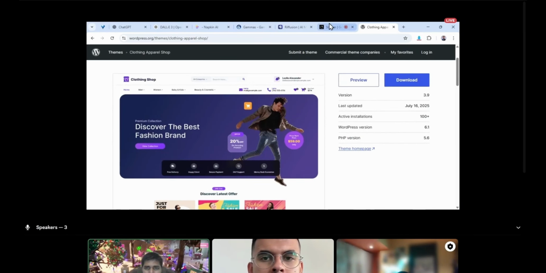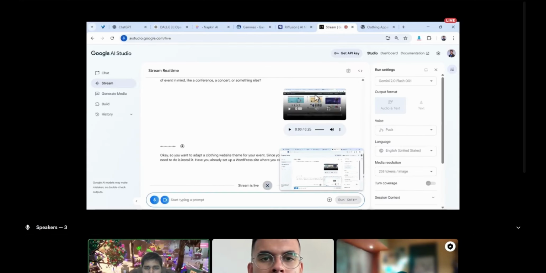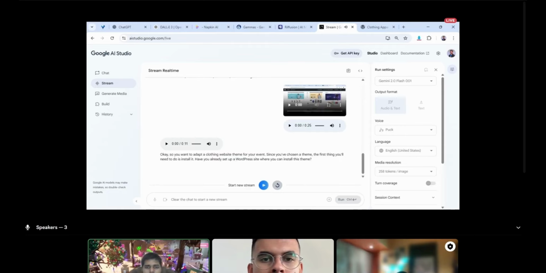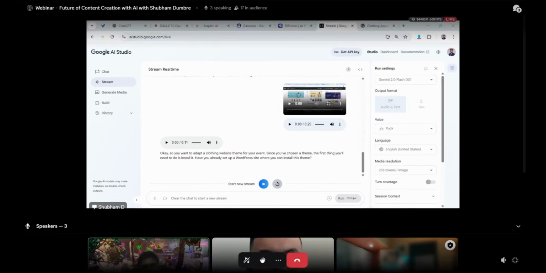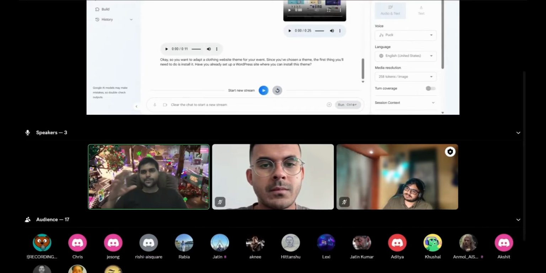Okay, so you want to adapt a clothing website theme for your event. Since you've chosen a theme, So I hope, Jay, it is easy to see how it works. Yeah, at a high level, that gives me a pretty clear idea. Yeah, so you can just keep on communicating with the model. And if my camera was not occupied right now for the webinar, I could even show things, like let's say I'm showing this book and asking what this is. It can help me figure out what that thing is and help me detect it. This can be really helpful if you don't have exact specifics of a particular thing. So you can make use of the camera as well.